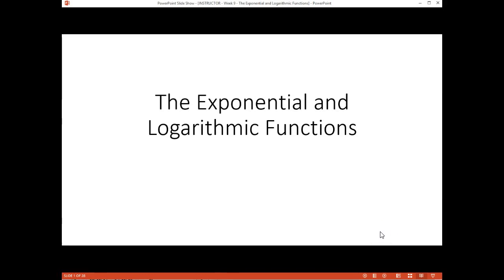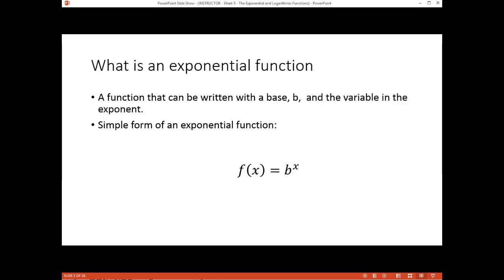We're going to talk about the exponential and logarithmic functions today. What is an exponential function? Basically, it's a function that can be written with a base b and a variable in the exponent. The simplest form of what we want to look at is something to the effect of f of x equals b to the x. Again, when we see the x in the exponent, we automatically classify it as an exponential function. B is just a constant, okay?